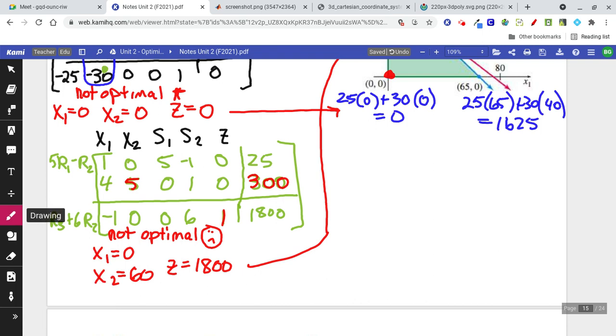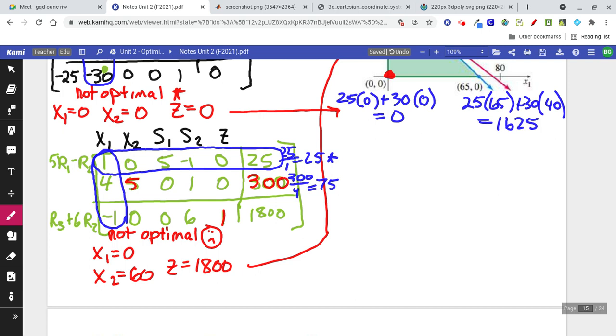So step 5 says look at the most negative indicator. Well, there's only one negative, so it has to be this one. Circle that column. Trust me, just do it. Then you have to find the ratios of 25 over 1, that's 25, and 300 over 4 is 75. So the least positive is that one, 25. Circle it. Don't be lazy, just do it. The number that you've circled twice is your pivot element. That's the one you use to make these two 0.